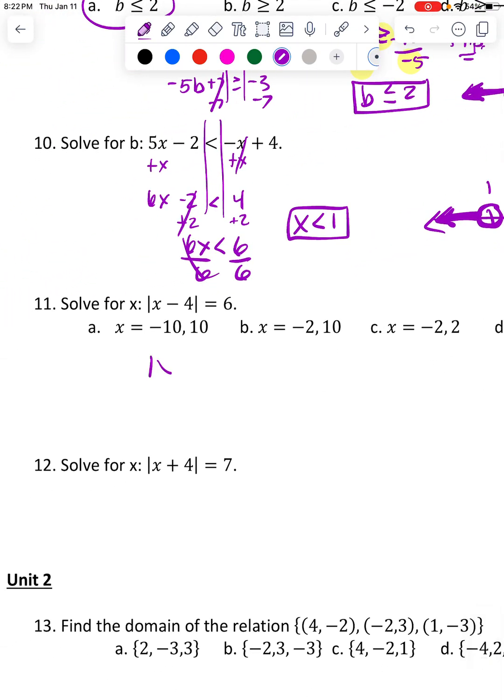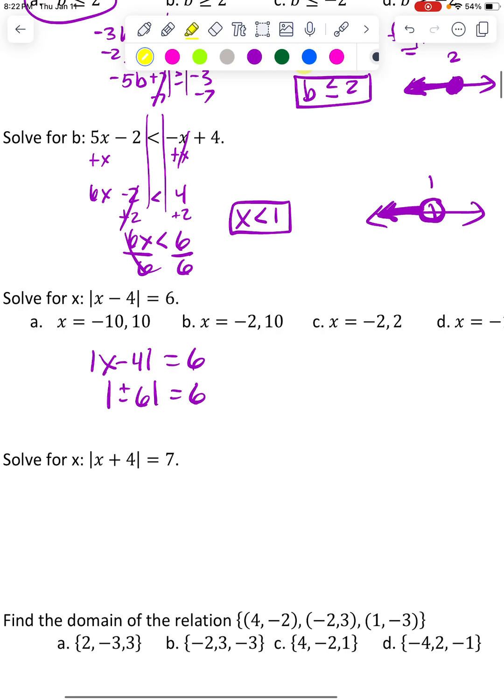Solving absolute value inequalities means I need to have my x minus 4 equals 6, but that means inside here I could either have a plus or minus 6 in order for it to be 6. So what I do is I take what's in here.